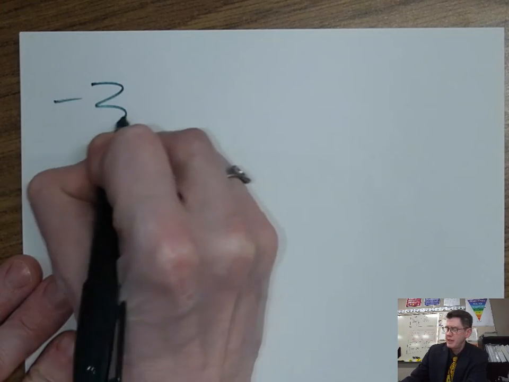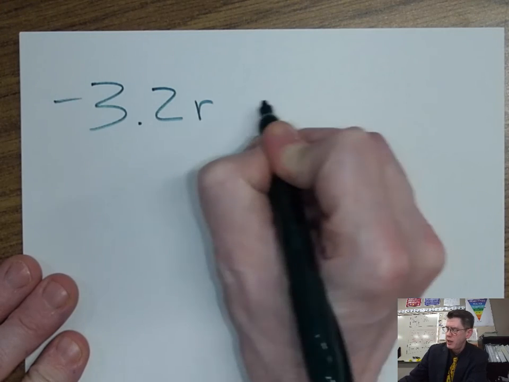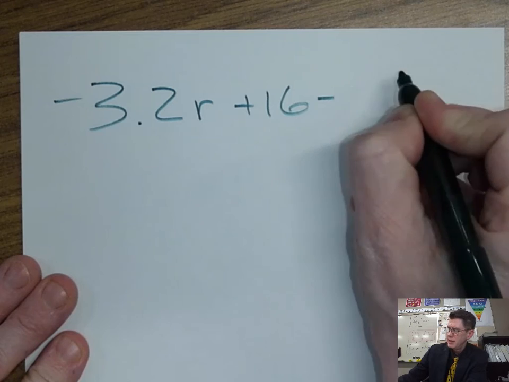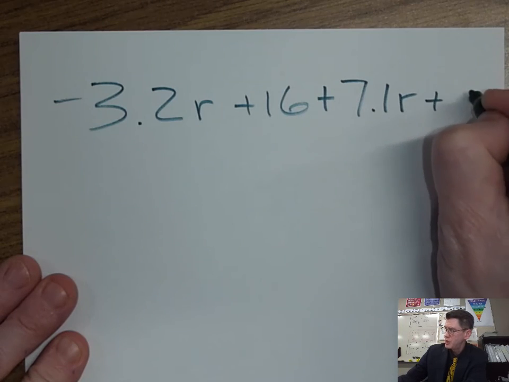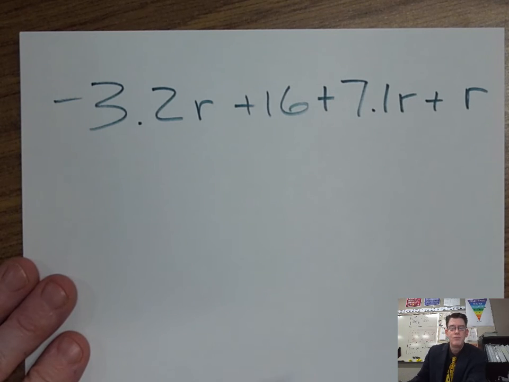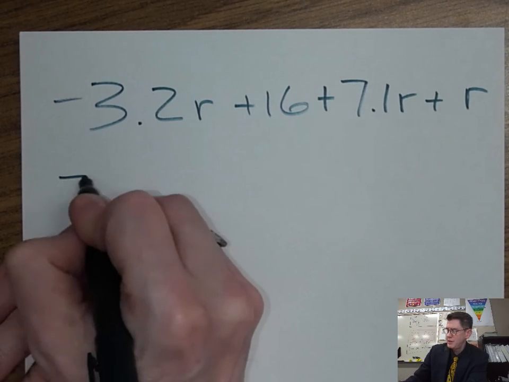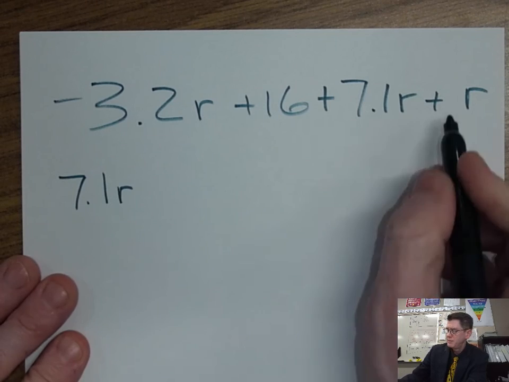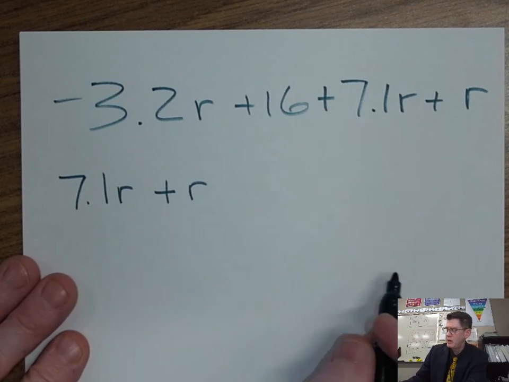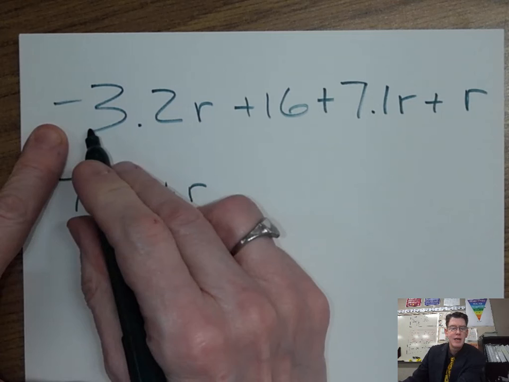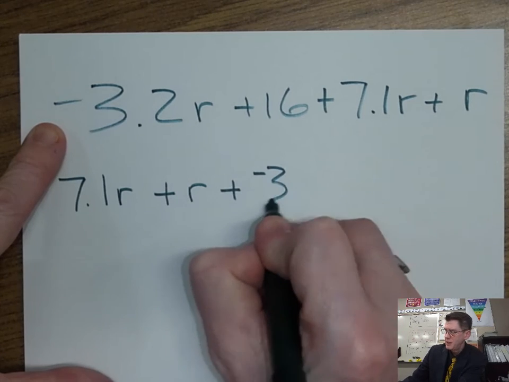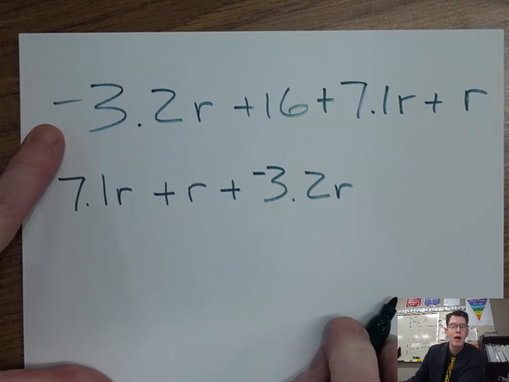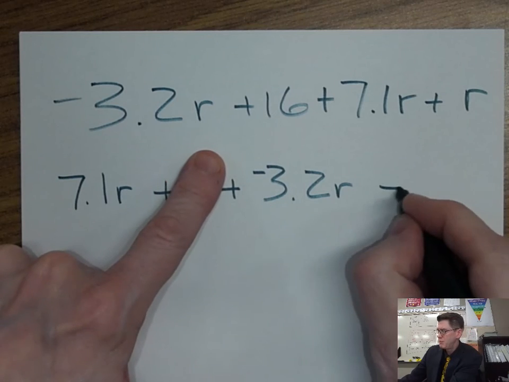Suppose I've got negative 3.2r plus 16 plus 7.1r plus r. Well, I want to write the 7.1r first, and then this plus r next. And then this, instead of writing minus 3.2r, suppose I just write plus a negative 3.2r. And associating those together, and then plus 16.